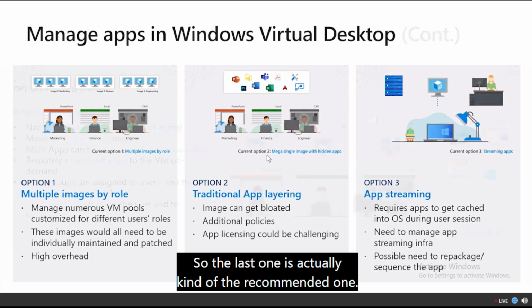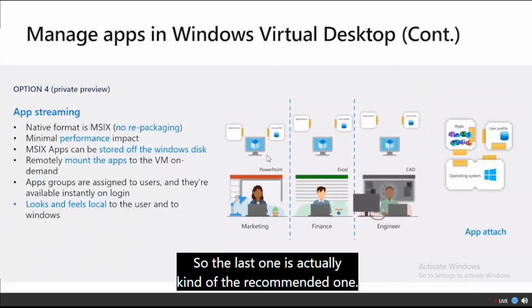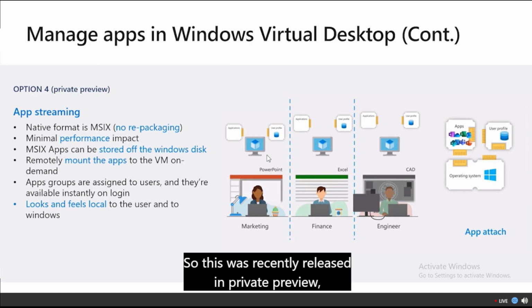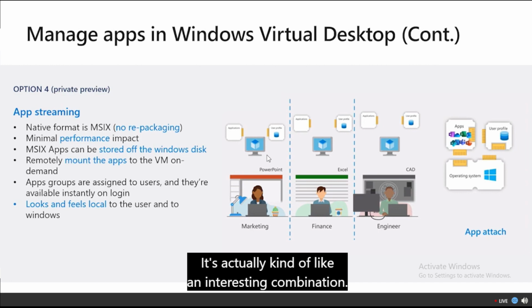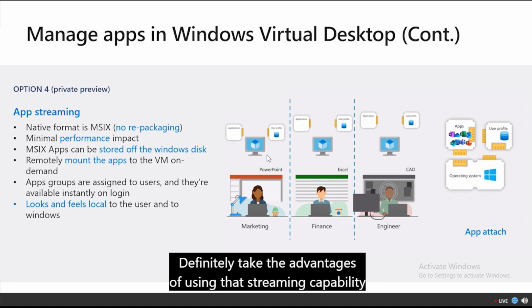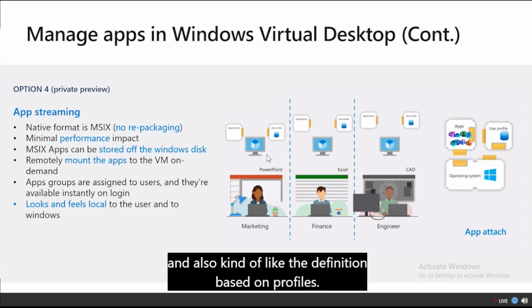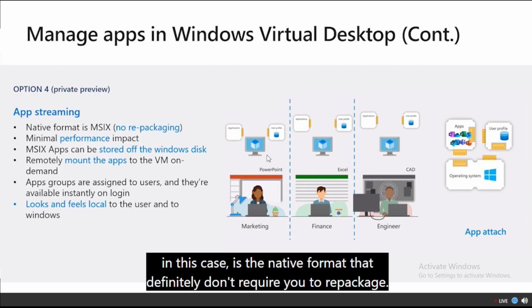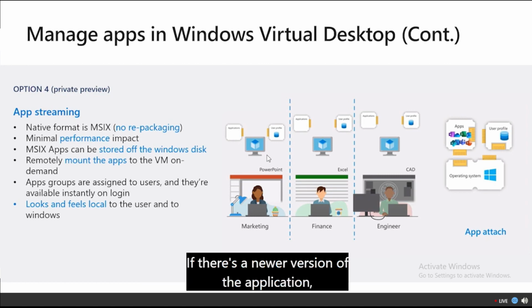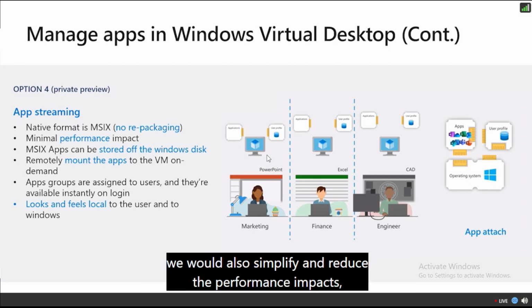The last one is actually the recommended one. It was recently released in private preview, and it is known as app streaming. It's an interesting combination. You take the advantages of that streaming capability, and also the definition based on profiles. In this case, you're not required to repackage, because we use a new format. It's not an MSI file, it's an MSIX file. It's the native format that doesn't require you to repackage if there's a newer version of the application. It would also simplify and reduce the performance impacts.